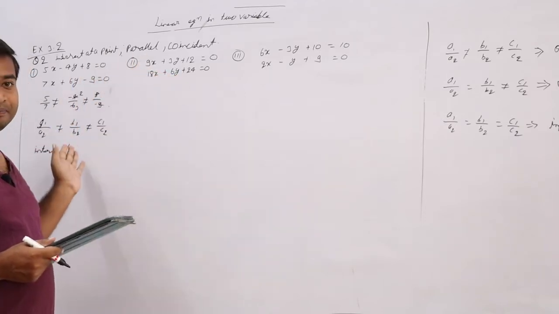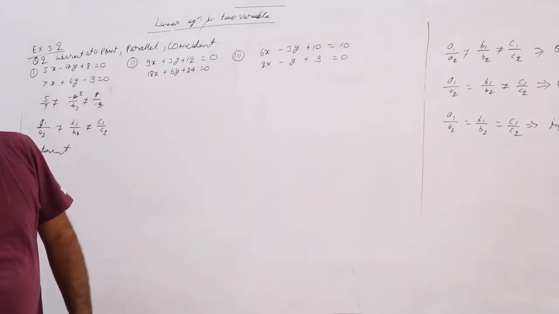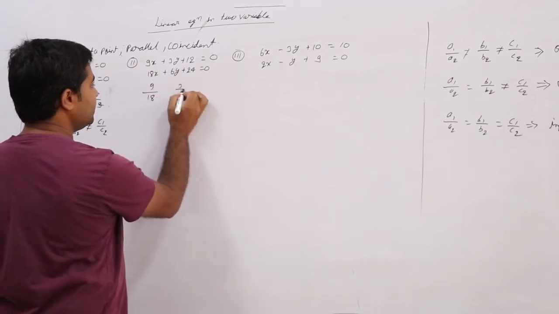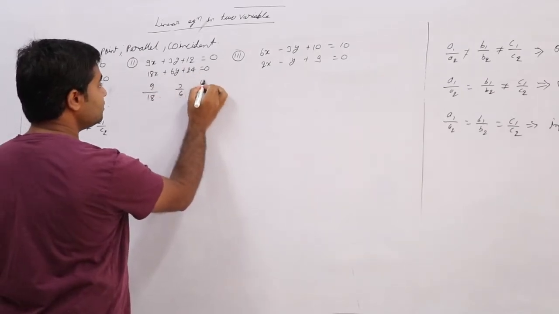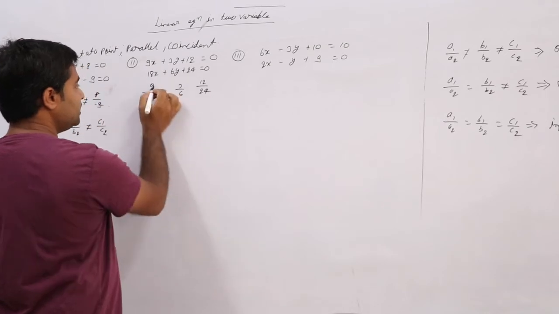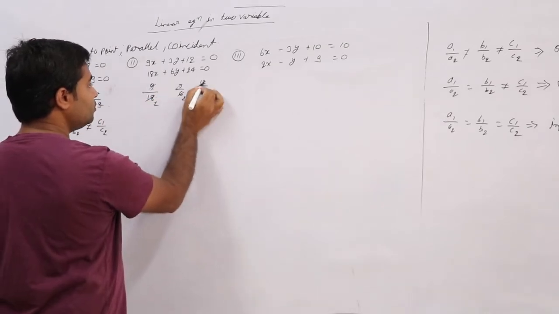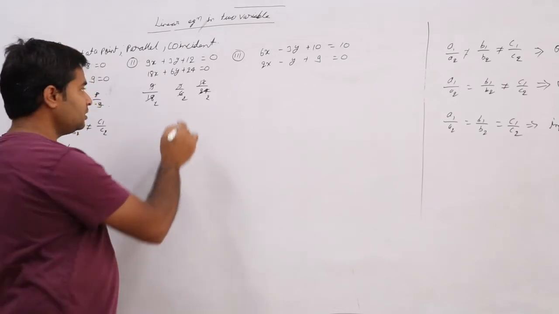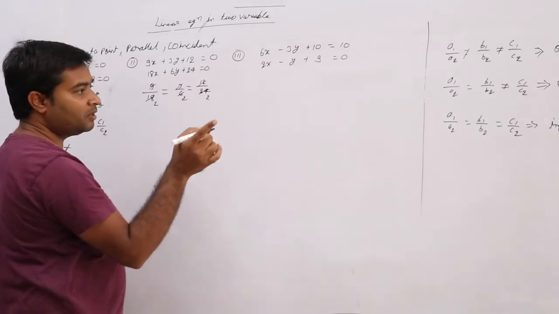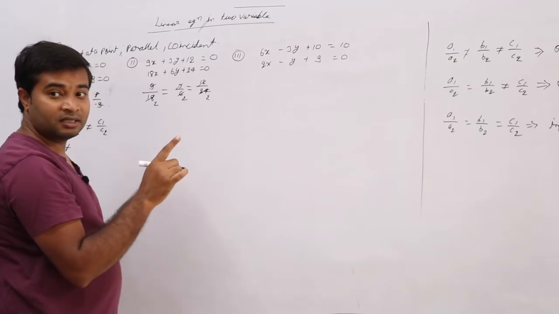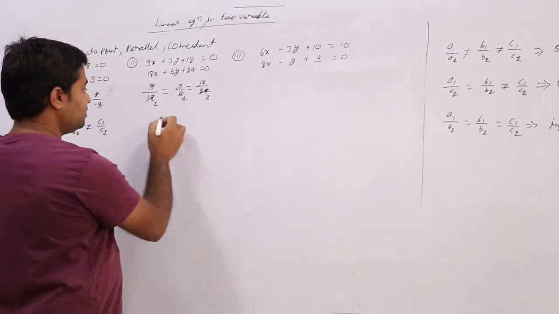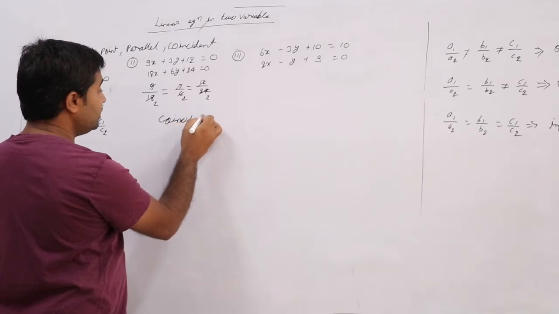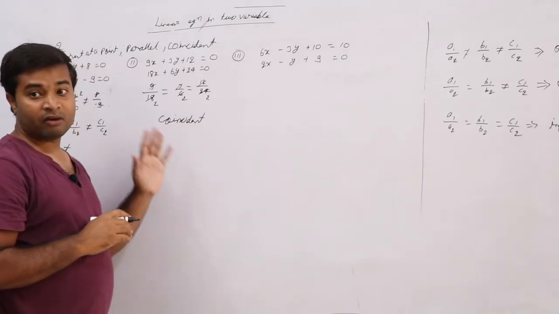So just find A1 by A2 and write. At least everything is written on the board. Now see here: 9 by 18, 3 by 6, and this is 2 by 4. See, 2, 2, 2. All are equal or not? All are equal. All are equal means the graph will be coincident. Correct? The graph will be coincident.